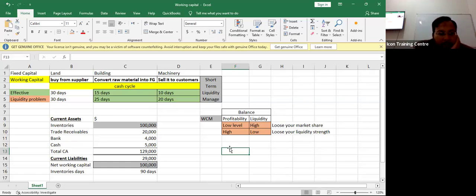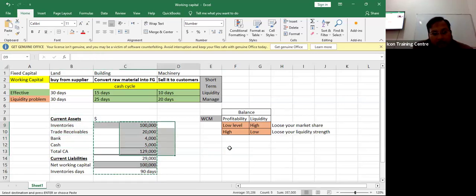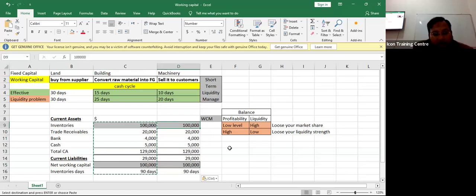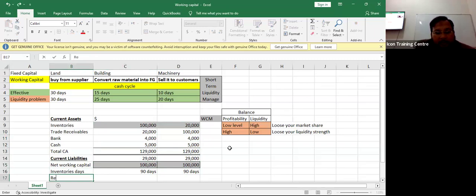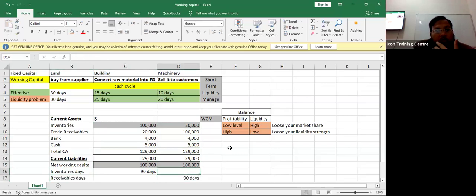You are absolutely right. What a great example you have given. Another case is the same situation, and now you have told me that you are good in inventory. Let's suppose your inventory is 20,000, but your trade receivables are 100,000. So again, your net working capital is high. But here you are specifically talking about receivable days, let's suppose 90 days. So you are receiving money from your customers after 90 days.